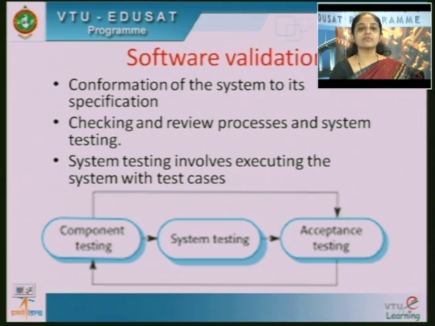Okay. Any software validation, it involves validation and verification, is a testing process. That testing process involves component testing, system testing and acceptance testing. What picture you see here is the iterative testing architecture. Now, these are the processes.